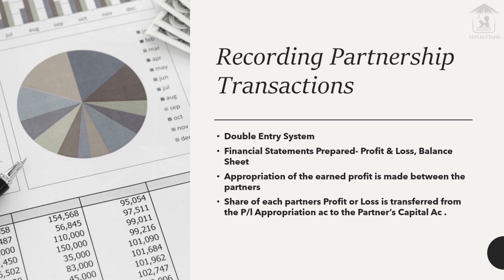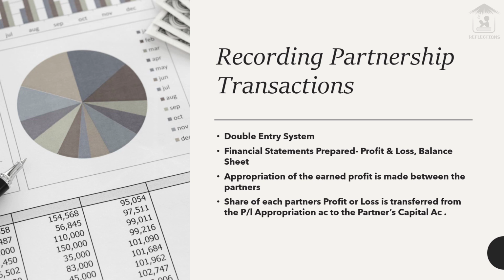So, what is the basis of appropriating the earned profit of the business between the partners? We need to create an extension of the profit and loss account called the profit and loss appropriation account. Now, for example, the firm is providing interest on capital to the partners. It is charging interest on drawings from the partners.